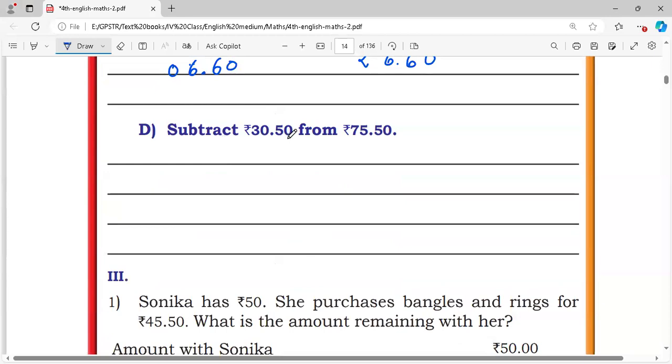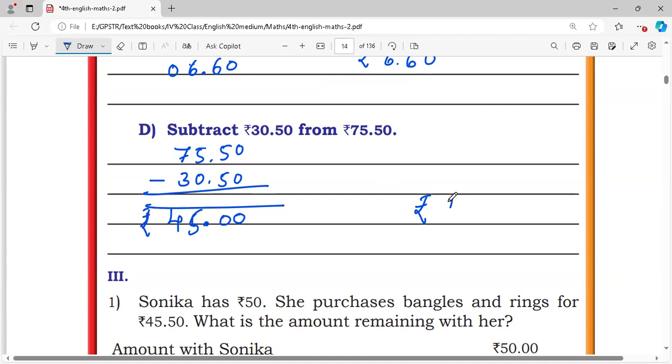Subtract 30 rupees 50 paise from 75 rupees 50 paise. 75 rupees 50 paise, 30 rupees 50 paise. 0 minus 0, 0. 5 minus 5, 0. 5 minus 0, 5. 7 minus 3, 4. Then put the rupee sign. 45 rupees 0 paise.